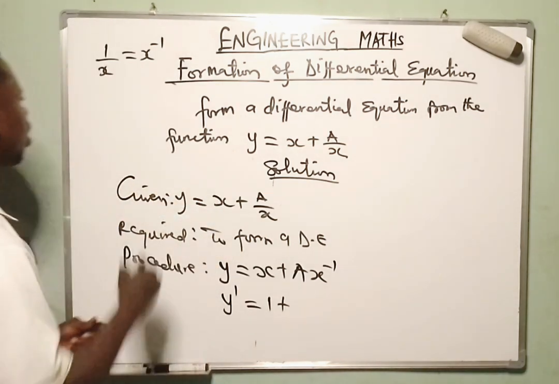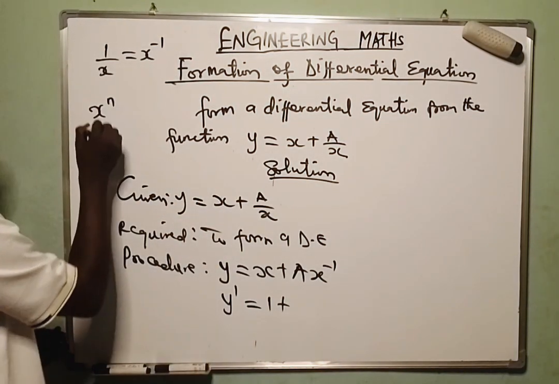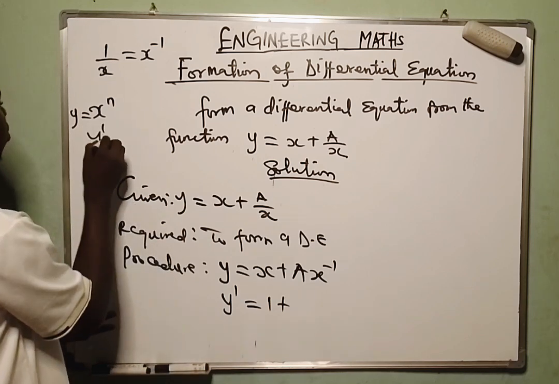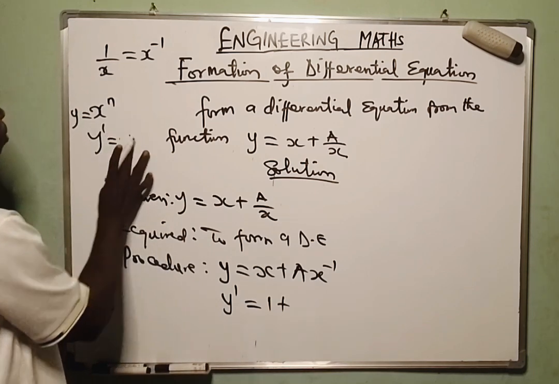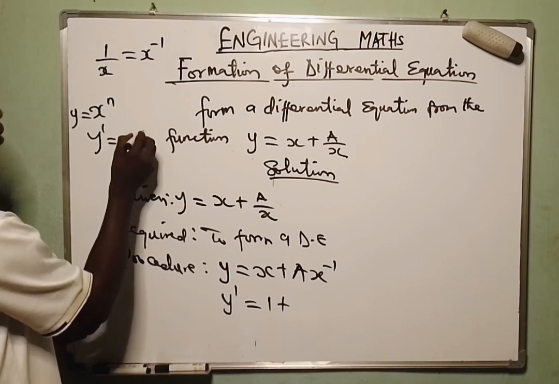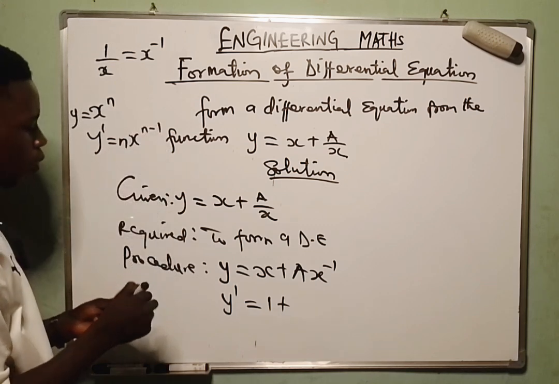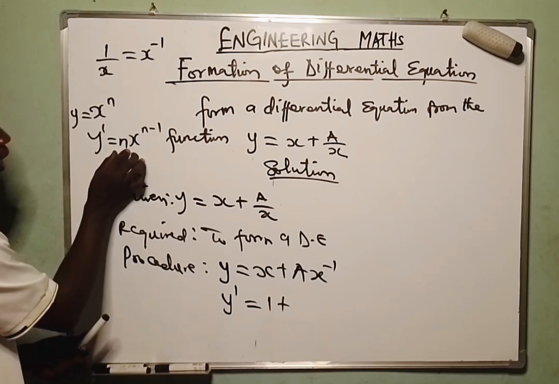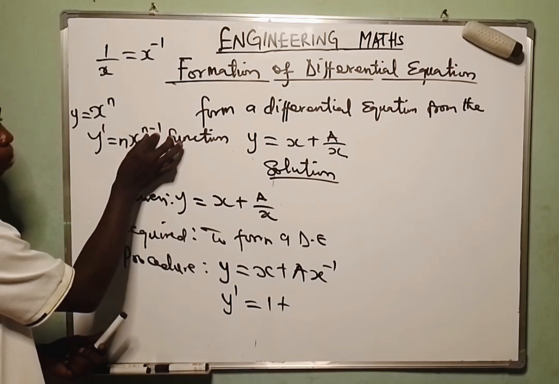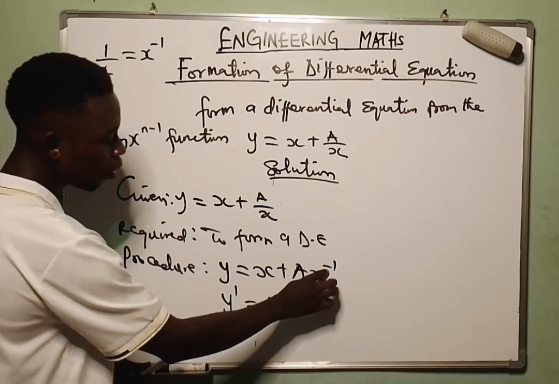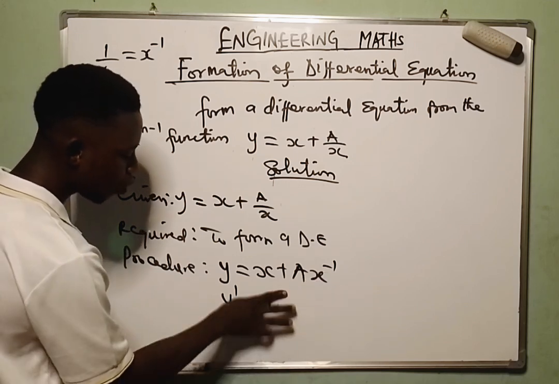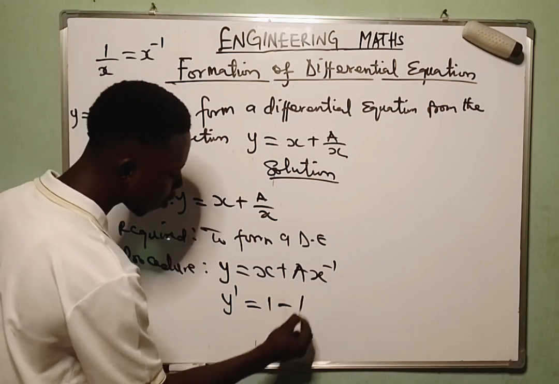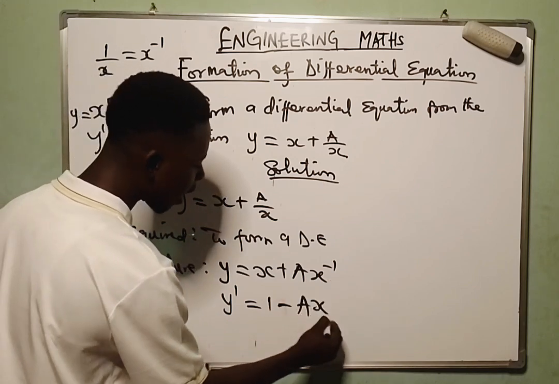Our formula for differentiation is: if you have x raised to the power of n as our y, and you differentiate y, you are going to have nx raised to the power of n minus 1. Which means that the n you have here comes down, and then the n is reduced by 1. So if this value, which is minus 1, comes down here, this will change to minus 1 times what we have here, which still gives us minus a, and then x.